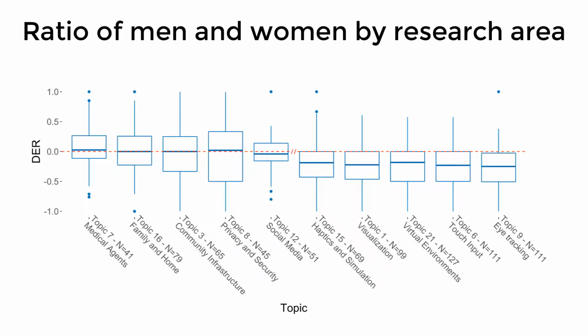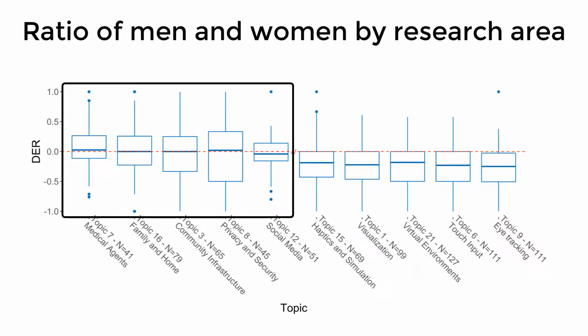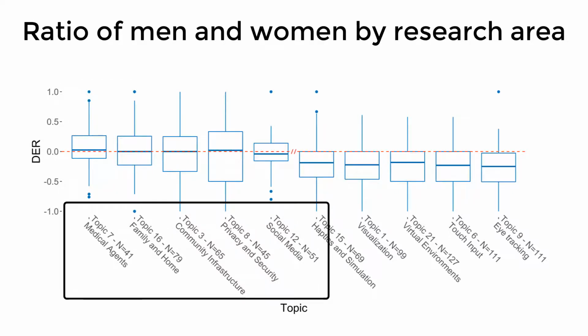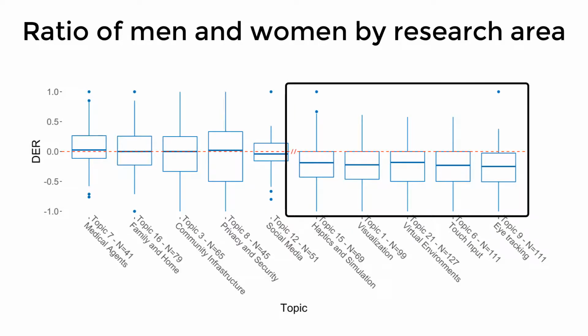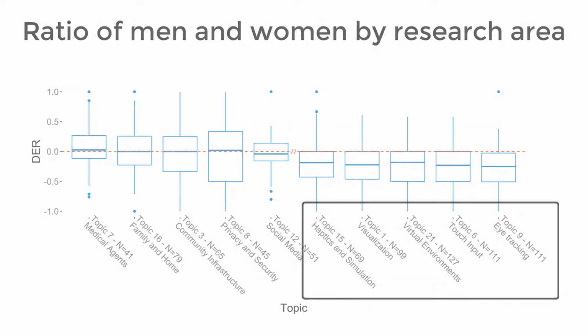Finally, we found that research topics that have a more even representation of men and women tended to be about social interaction, whereas topics that are more prone to a bias in favor of men tended to be about physical interaction. This analysis has identified several weak spots in participant gender practices in HCI research.